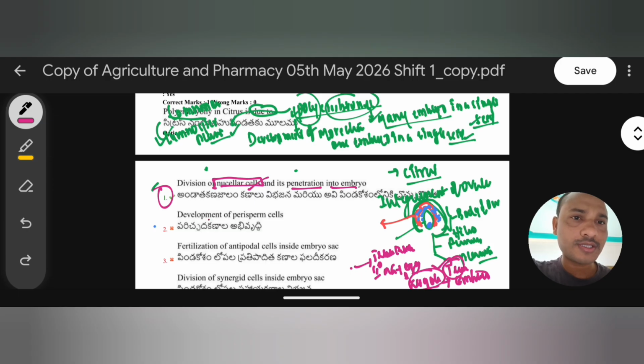And why are the others wrong? Development of perisperm cells, no. Perisperm cells do not get involved in the formation of any kind of embryo, hence this statement is wrong. Fertilization of antipodal cells inside the embryo sac: generally antipodal cells are not involved in any fertilization. Next, division of synergid cells inside the embryo sac, so this statement is also wrong. So the right answer is the first one.